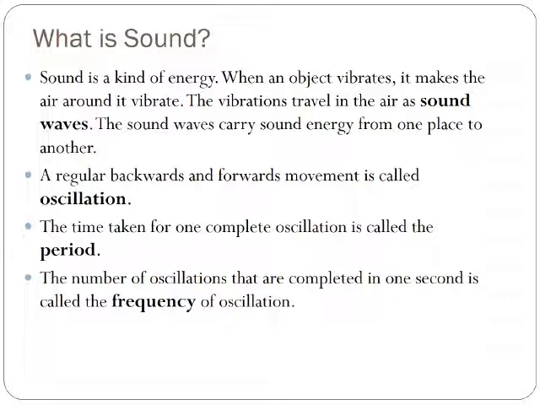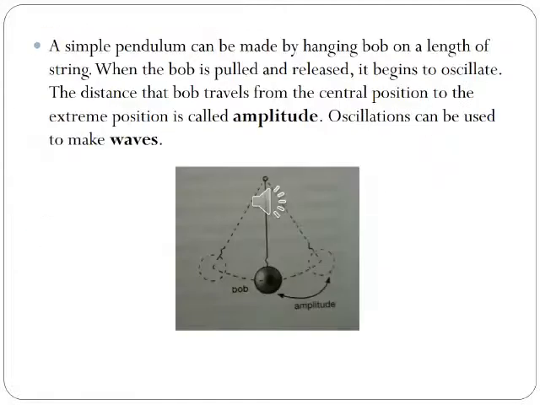A regular backwards and forwards movement is called oscillation. The time taken for one complete oscillation is called the period. The number of oscillations that are completed in 1 second is called the frequency of oscillation. A simple pendulum can be made by hanging a bob on a length of string. When the bob is pulled and released, it begins to oscillate. The distance that the bob travels from the central position to the extreme position is called amplitude.